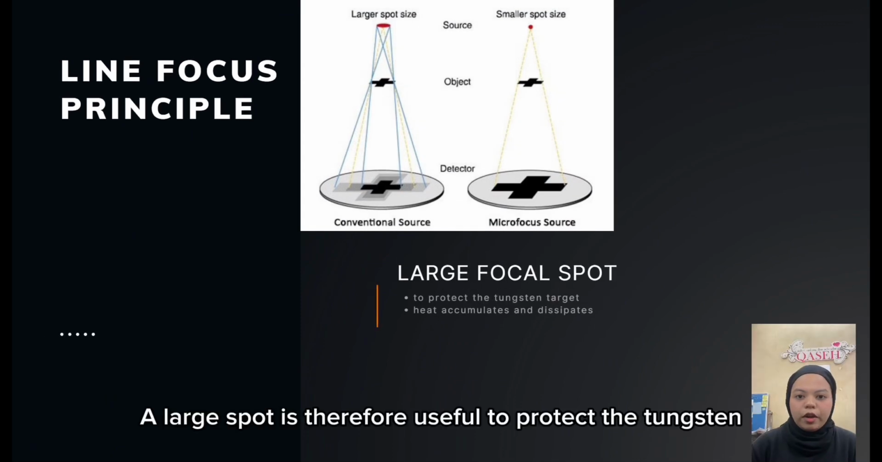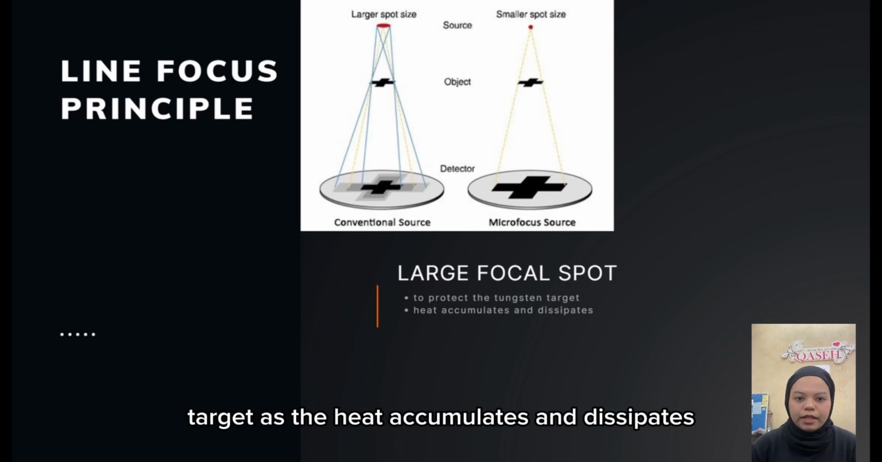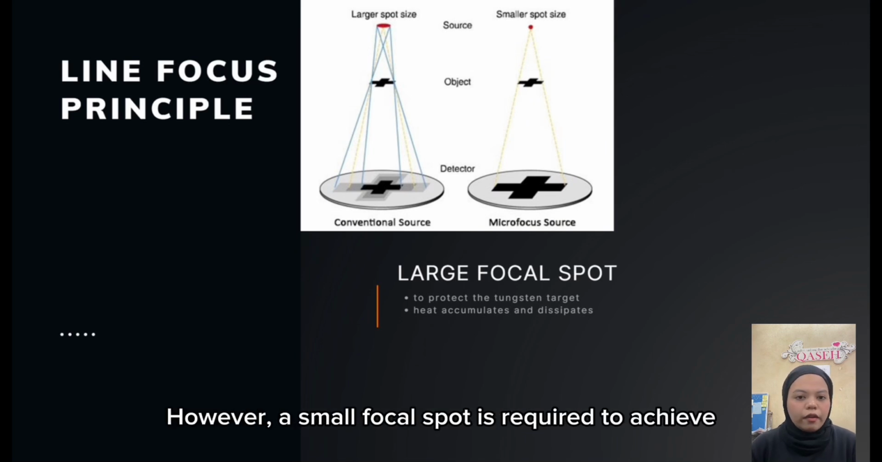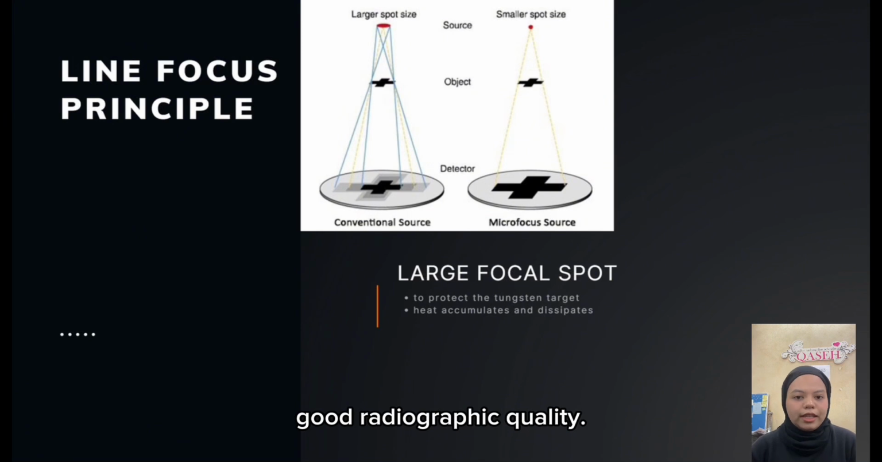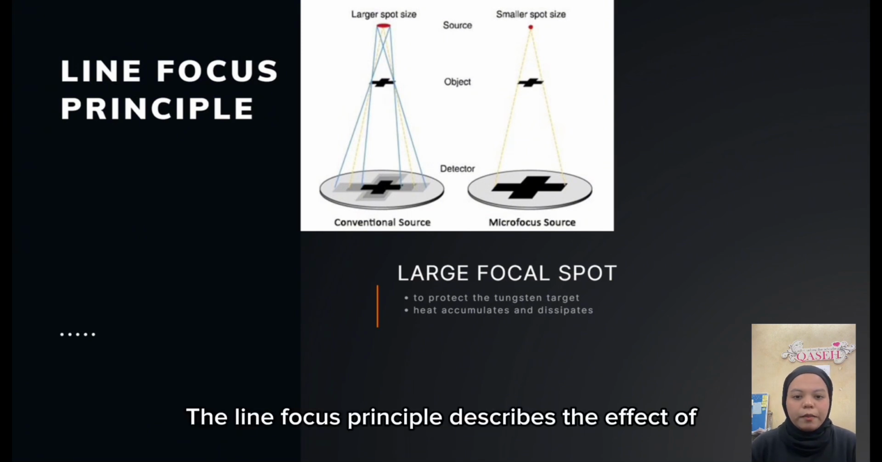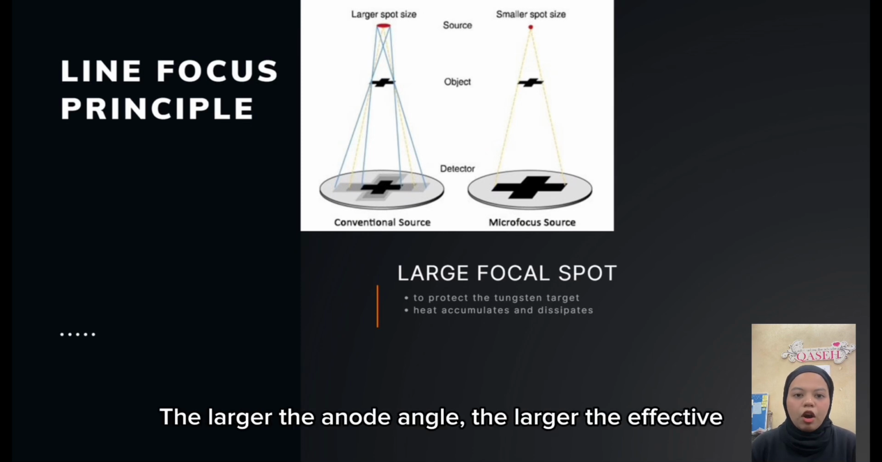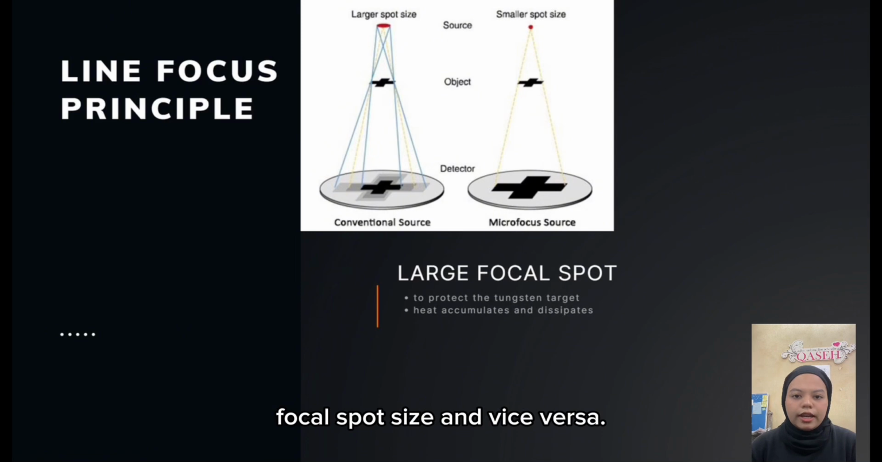A larger focus point is therefore useful to protect the tungsten target, as the heat accumulates and dissipates within the larger area of the focus point when compared to a small focus point. However, a small focus point is required to achieve good radiographic image quality. The line focus principle describes the effect of the angulation of the anode surface on the area of the effective focus point size or field of view. The larger the anode angle, the larger the effective focus point size, and vice versa.